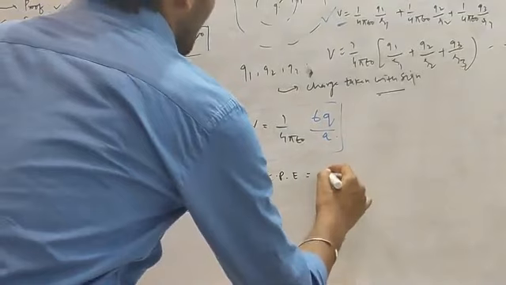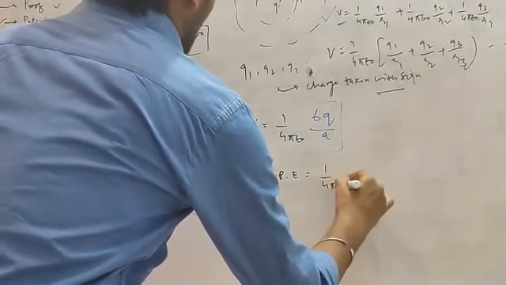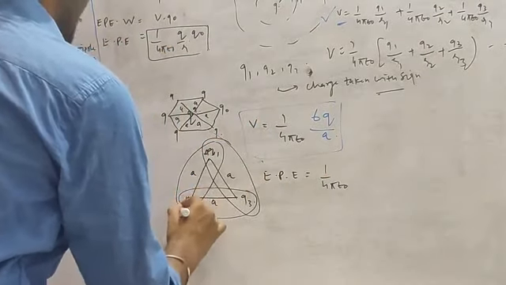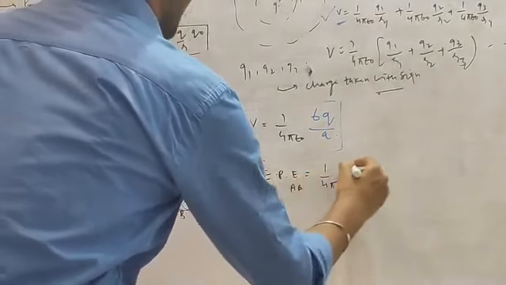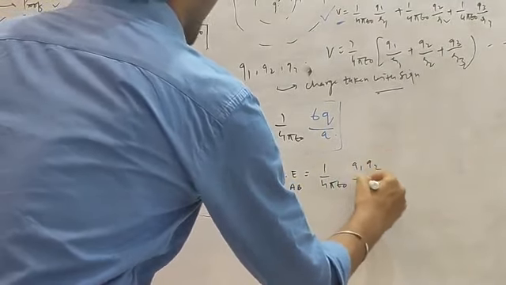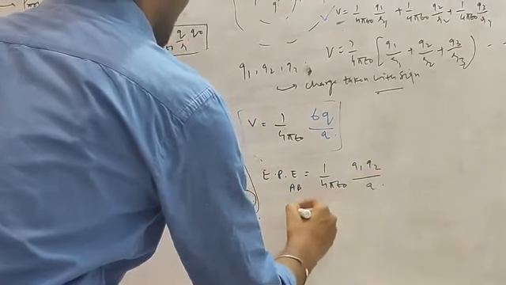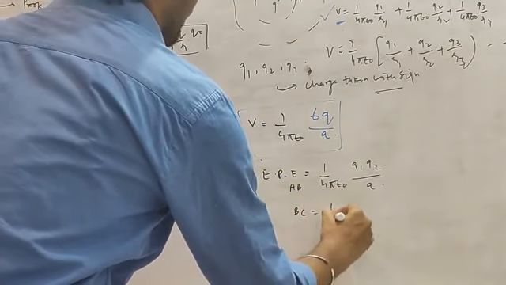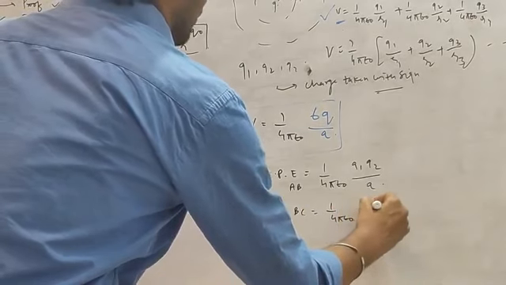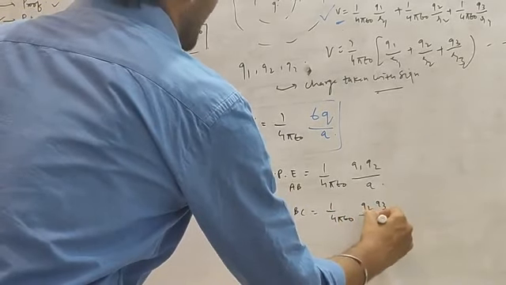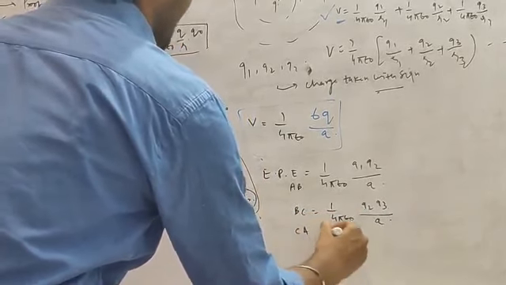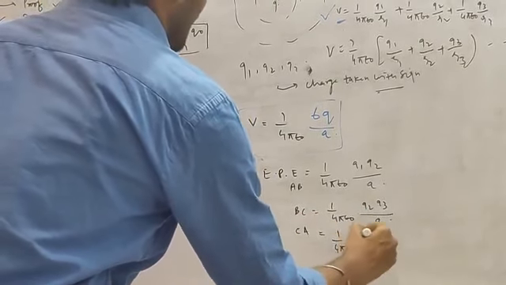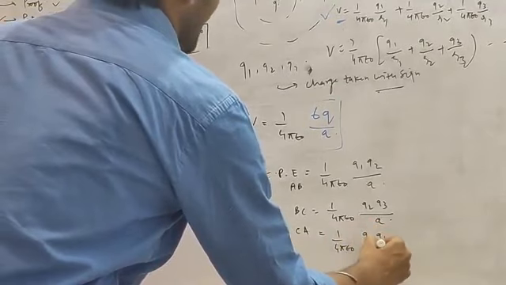So what will we do? Taking the vertices as A, B and C. The electric potential energy of AB is 1 upon 4 pi epsilon naught Q1 Q2 upon A. Electric potential energy of BC, 1 upon 4 pi epsilon naught Q2 Q3 upon A. And electric potential energy of CA is equal to 1 upon 4 pi epsilon naught Q3 Q1 upon A.